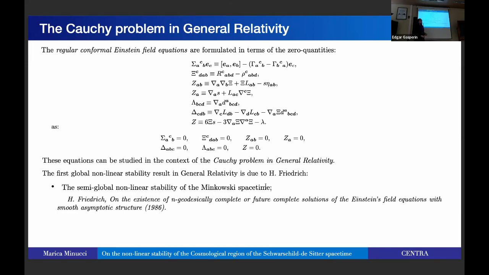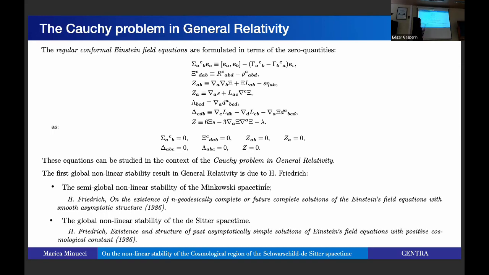Now, there is a full literature of work on treating the Cauchy problem, or the initial value problem, in general relativity. Here, what I'm focusing on is the first result obtained using conformal methods, which is due to Friedrich, contained in this paper, and related to the nonlinear stability of the Minkowski spacetime. At the same time, there is another one related to the nonlinear stability of the De Sitter spacetime, contained in this paper.